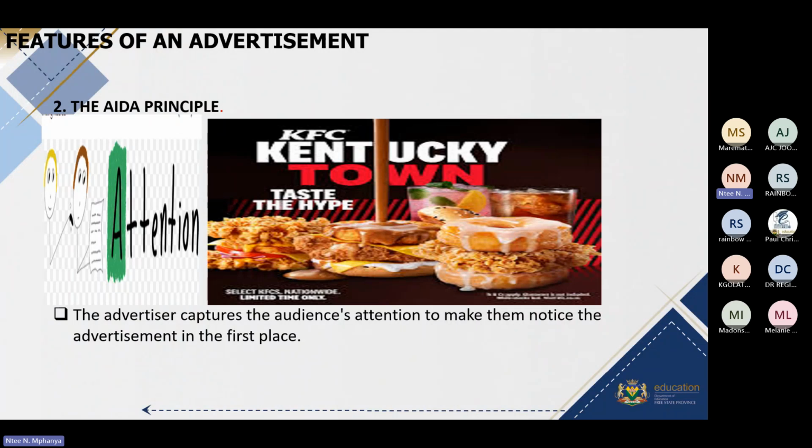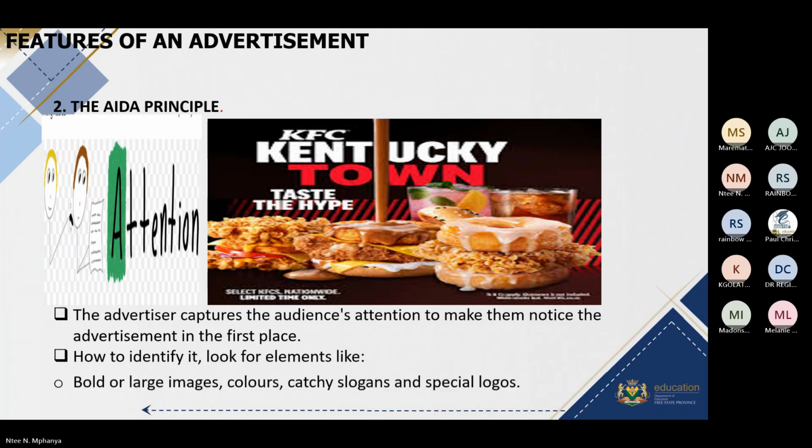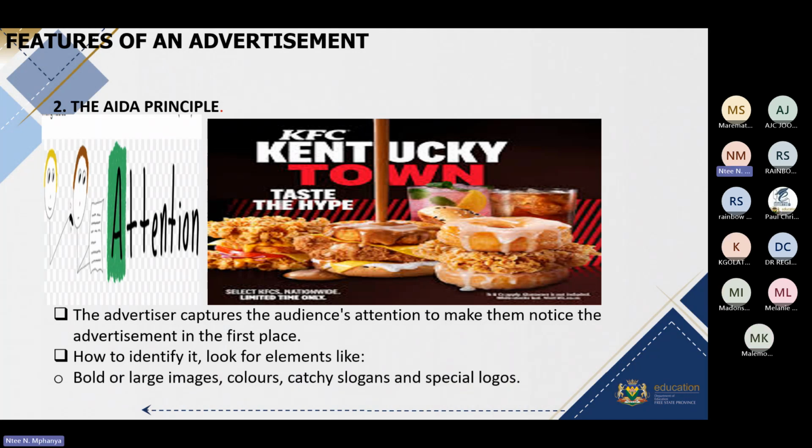On attention, the question is, can you see the advert? Are you aware of the advert? What makes you aware of the advert? And how do you identify this advert? Look at the following elements. Here we have KFC Kentucky Town. This is bold and large images.